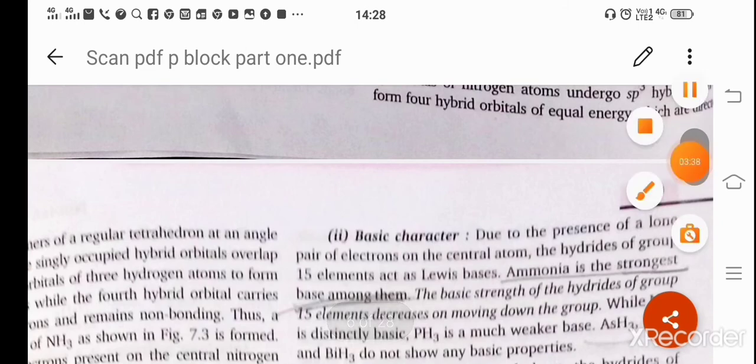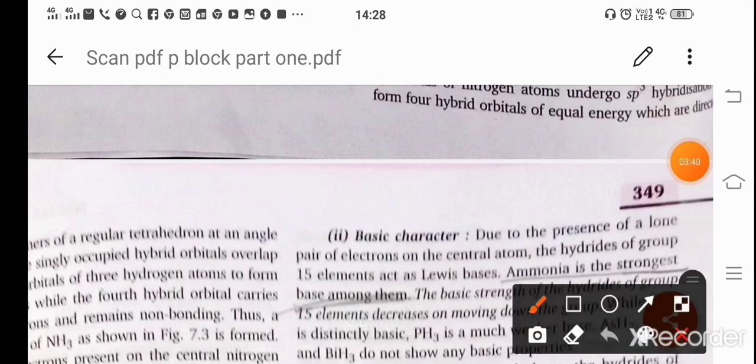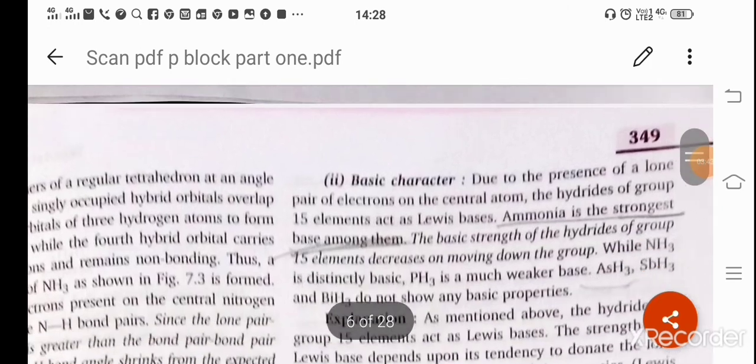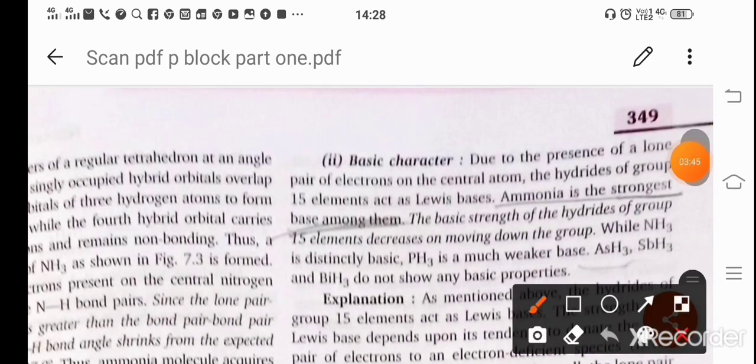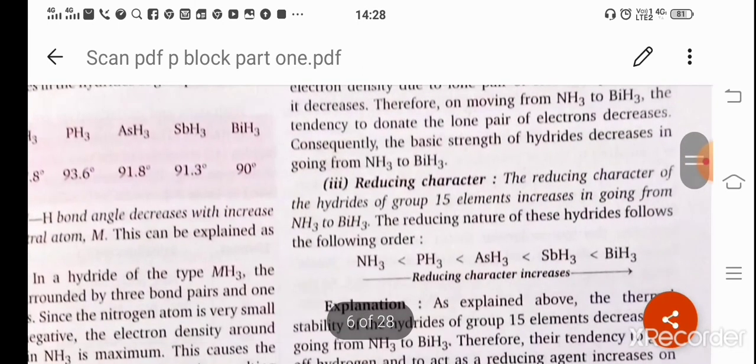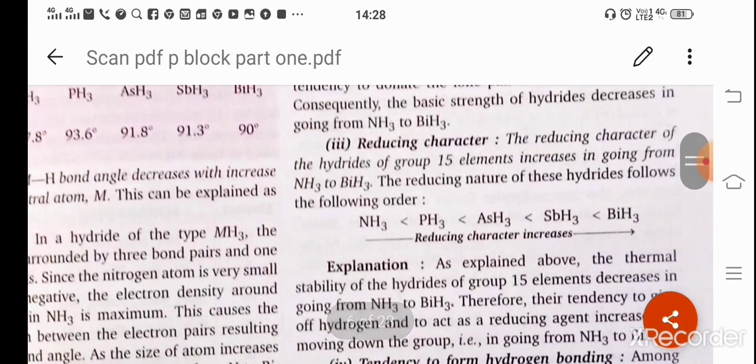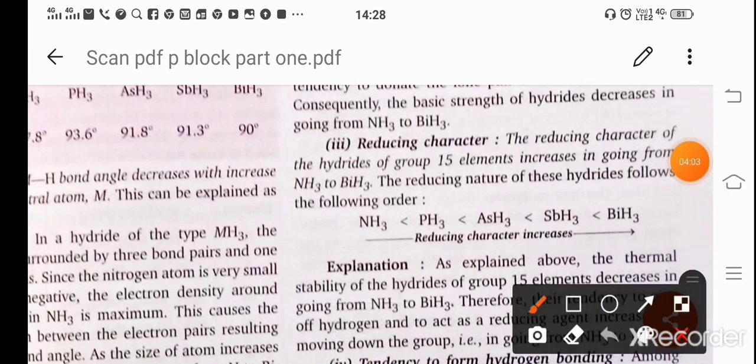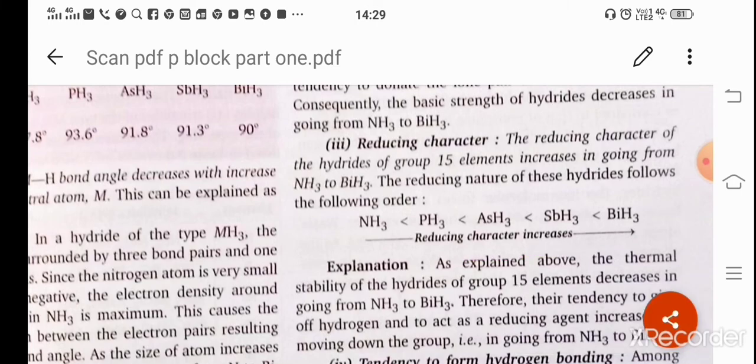The basic character down the group is highest in ammonia, and down the group it decreases. The reason for the decrease down the group is the decrease in electronegativity, and the availability of the lone pair also becomes less due to increase in size. So that is why the basic character decreases down the group. Now coming to another property, reducing character. Due to increase in size, the bond enthalpy decreases. Reducing character down the group increases due to increase in size and decrease in bond enthalpy.